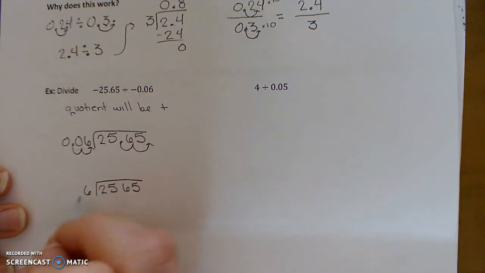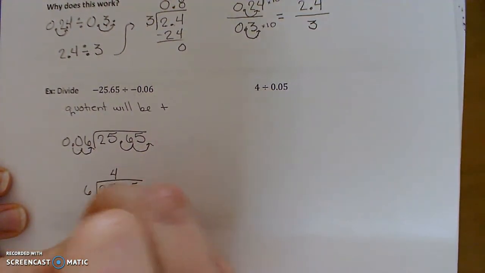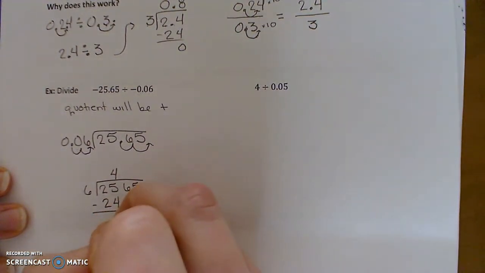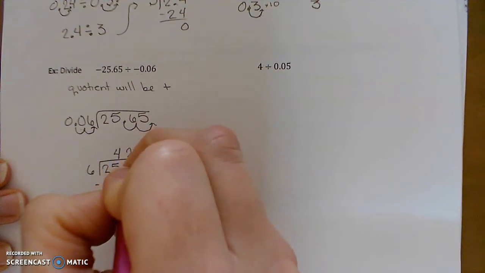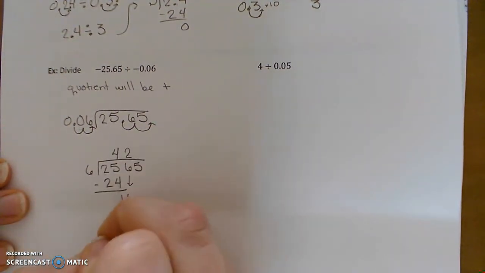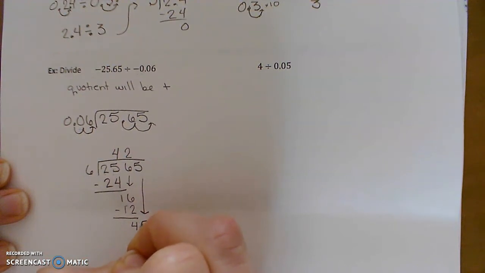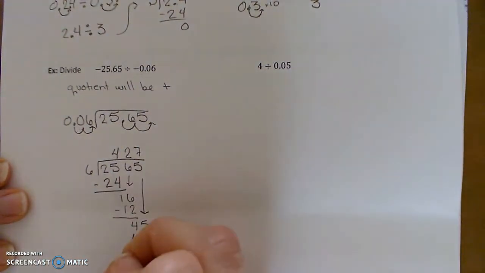6 goes into 2, it doesn't. 6 goes into 25 4 times. 4 times 6 is 24. Subtract, you get 1. Bring down the 6. 6 goes into 16 2 times. 2 times 6 is 12. When we subtract, we get 4. Bring down the 5. 6 goes into 45 7 times. 7 times 6 is 42. Subtract, and we have a 3.